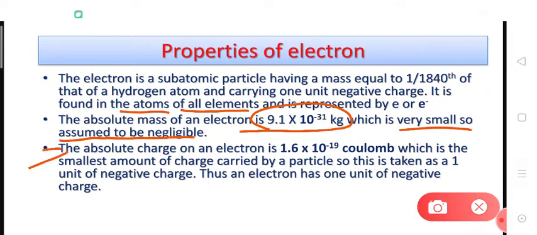Now, the amount of charge, that is called absolute charge, present on an electron is 1.6 × 10^-19 coulomb.